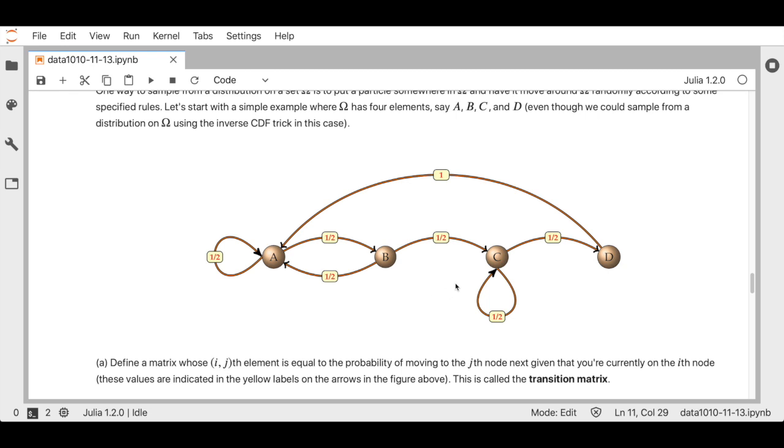Both of those are 0. Then from C to A is going to be 1/2 times 0. And lastly, from C to D to A is going to be 1/2 times 1, and that's equal to a half, and that gives us the total contribution.